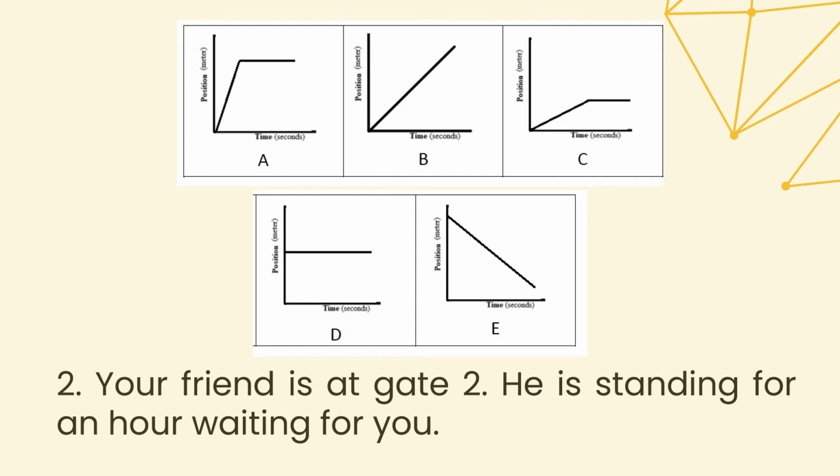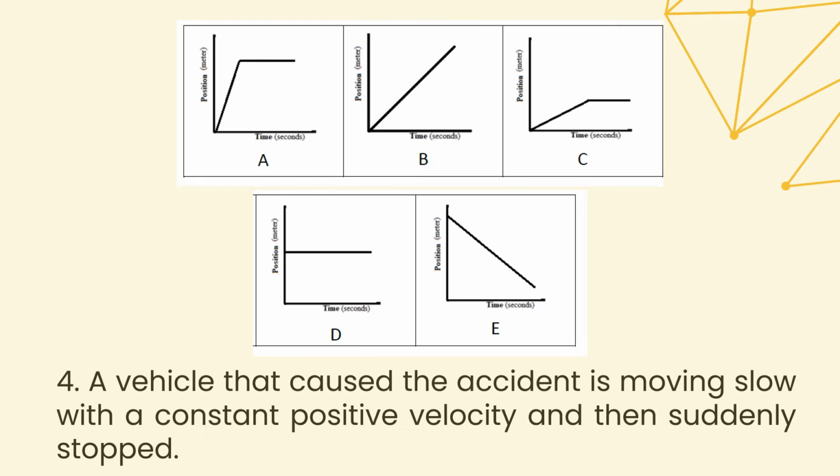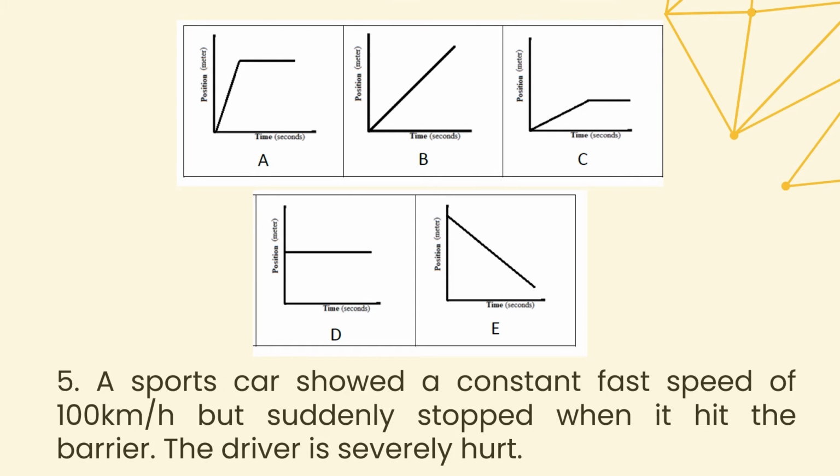2. Your friend is at gate 2. He is standing for an hour waiting for you. 3. A man rides a bicycle moving with a constant negative velocity of 5 meters per second. 4. A vehicle that caused the accident is moving slowly with a constant positive velocity and then suddenly stopped. 5. A sports car showed a constant fast speed of 100 km per hour but suddenly stopped when it hit the barrier. The driver is severely hurt.